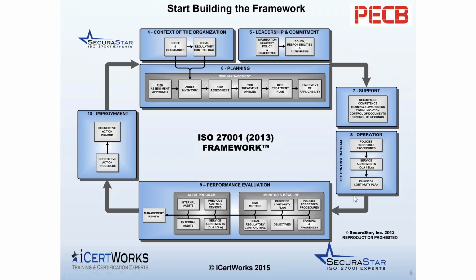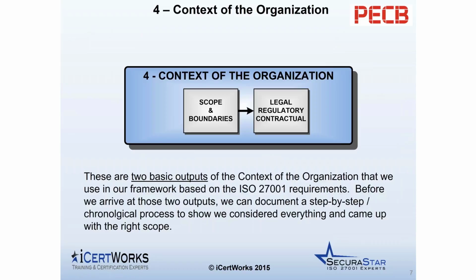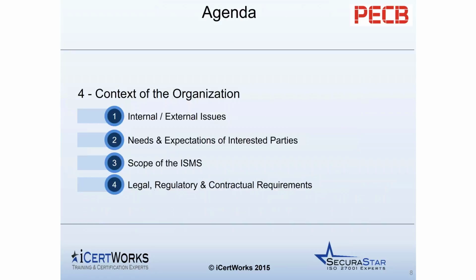Okay, all right, context of the organization. These are the two basic outputs of context of the organization. Before we arrive at those two outputs, we can document a step-by-step chronological process to show that we considered everything and came up with the right scope for our organization. Okay, so let's look at some of the things that we're going to consider: internal and external issues, needs and expectations of interested parties, the scope of the ISMS, and legal, regulatory, contractual requirements.